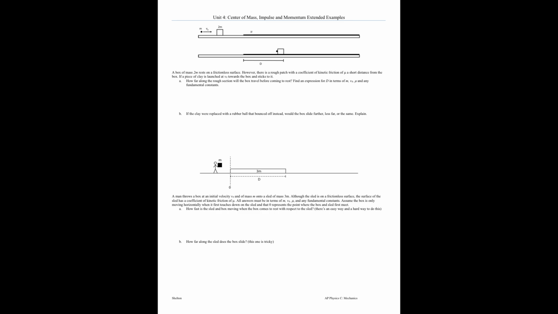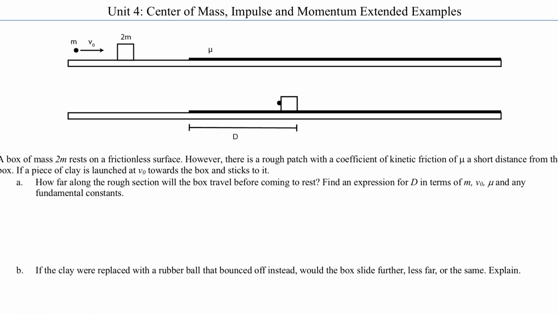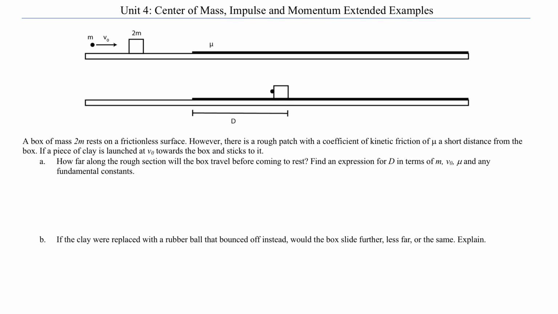This one? A box of mass 2m rests on a frictionless surface. However, there is a rough patch with a coefficient of kinetic friction of mu naught, a short distance from the box. If a piece of clay is launched at v naught towards the box and sticks to it, how far along the rough section will the box travel before coming to rest? Find an expression for d in terms of m, v naught, mu, and any fundamental constants.